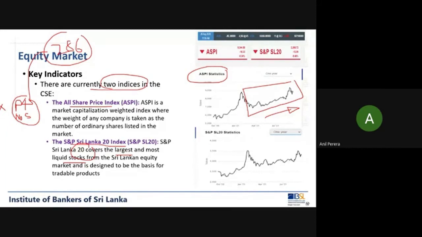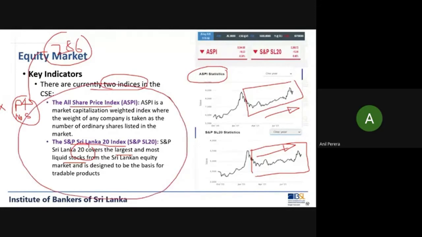So ASPI measures the overall performance, S&P measures the largest and most liquid companies in the stock market. Again, if you look at numbers these days, this S&P 20 is also on an upward trend, which means those 20 companies are performing well. So these price indices measure the performance of the stock market in terms of the price of the stocks and the size or the relative importance of the company. Okay, these are the key indicators.